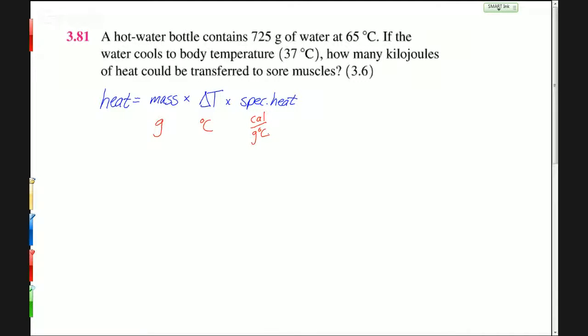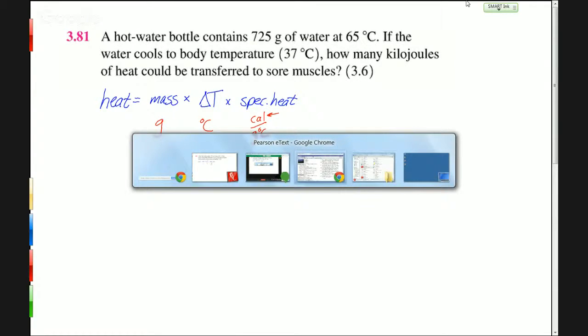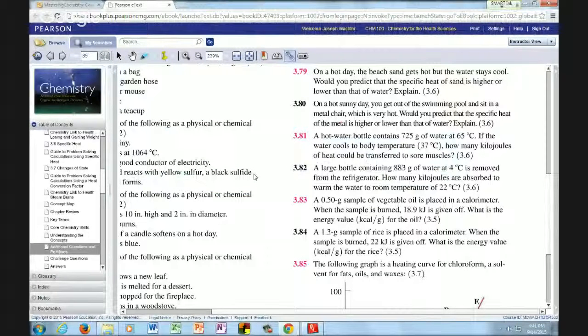Yeah? And this is like for measuring heat in calories? Right, because this unit is in calories. So if you wanted a different unit, you have a couple choices. You can use a different specific heat, like if you have a table of specific heats. Let me show you what that looks like. That's in the book here.